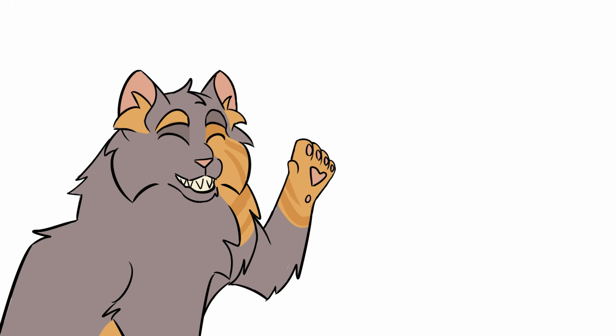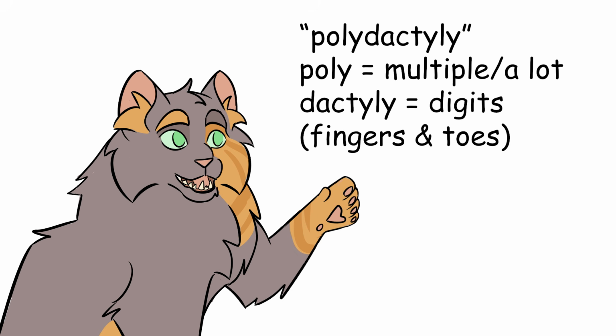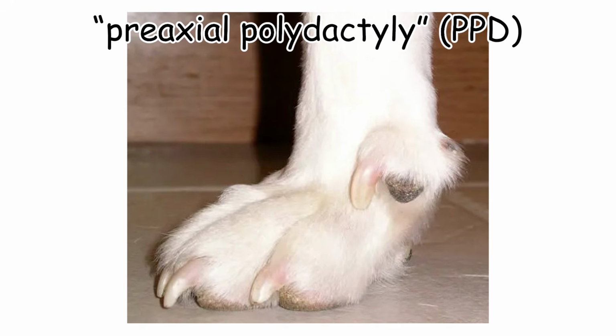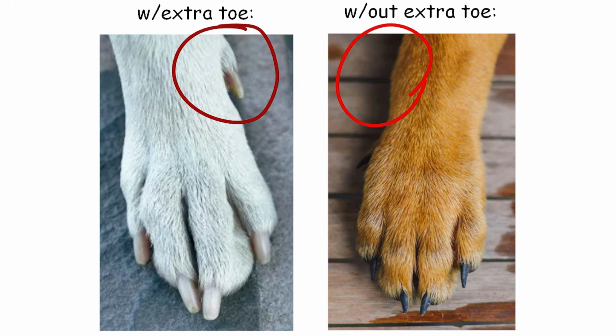This one is special to me because my childhood dog had this. The term polydactyly refers to extra toes. The extra toes we'll be covering here today is referred to as preaxial polydactyly, or PPD for short. Essentially, most dogs have 4 toes on their back feet. Some breeds, however, maintain 5 or even 6 toes. Those extra toes are usually called dew claws.